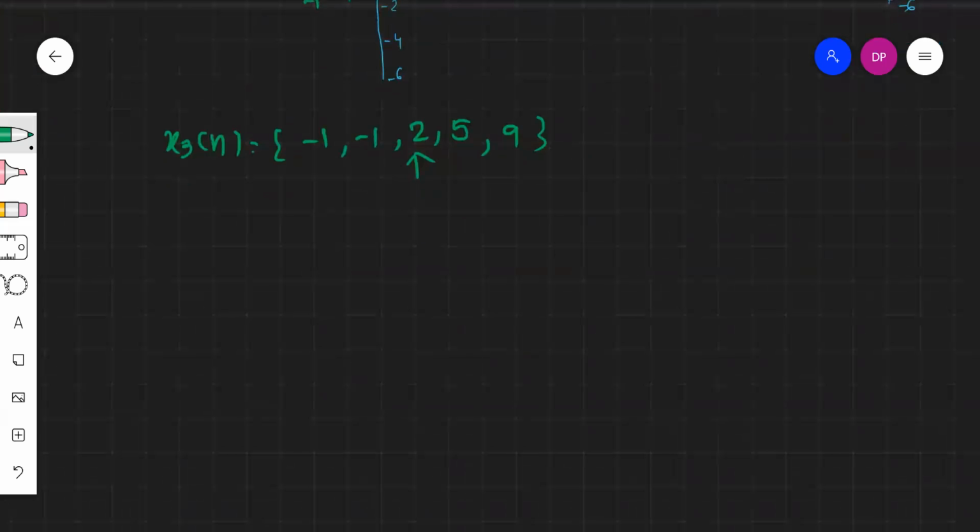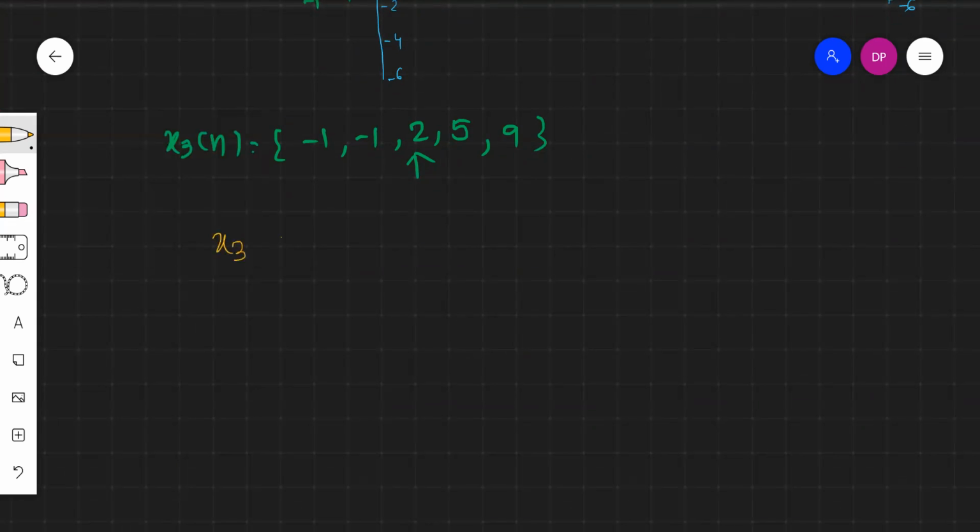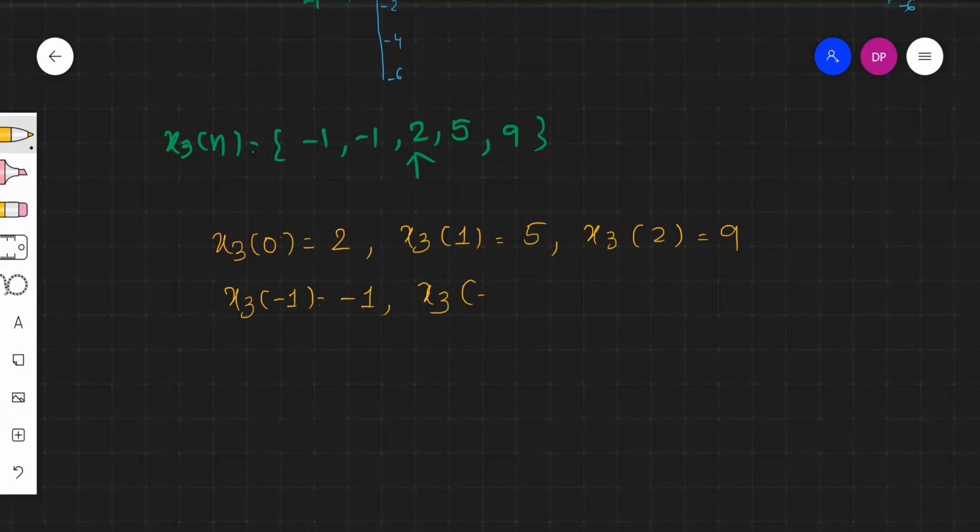If a sequence is given like this, we can represent the values in this way. Let's say we are interested in finding x3 of 0. What will be the value? It's 2. X3 of 1 is 5. X3 of 2 is 9. Similarly, x3 of -1 is -1, and x3 of -2 is -1.